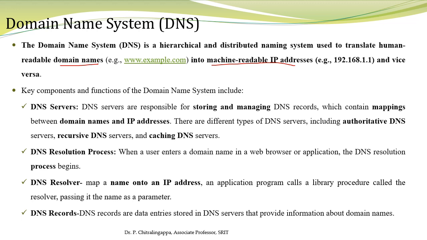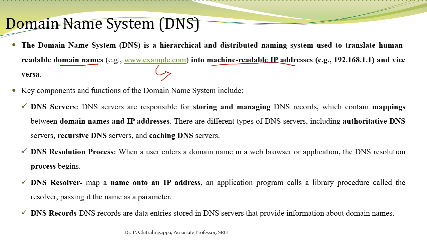This is called DNS, the domain name system. Whenever we are searching something through a website, let us assume www.example.com, the system is unable to understand www.example.com. So what will it do? It will convert the domain names into machine readable IP addresses, which is called the domain name system.